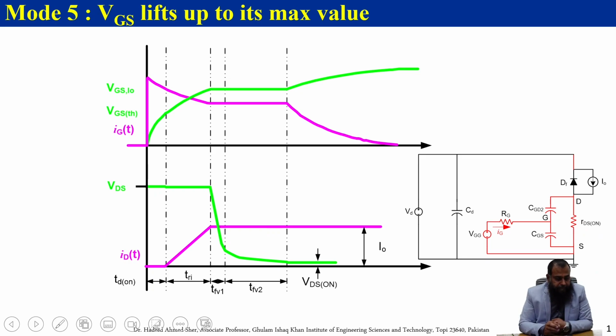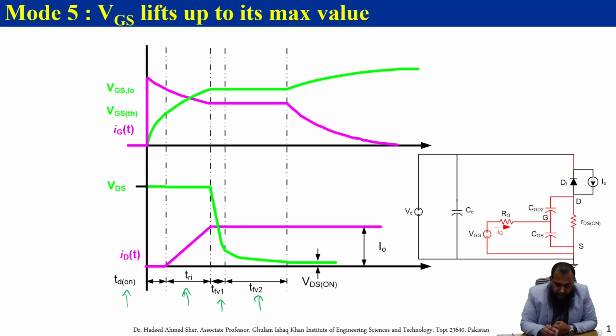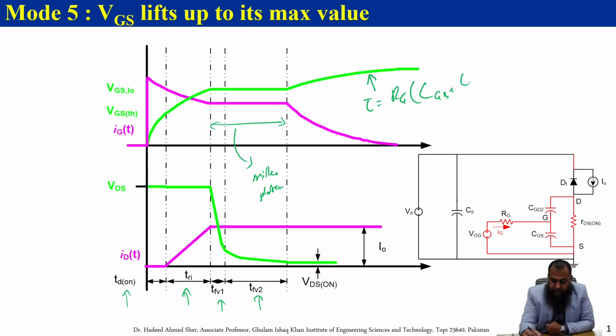So after that we can safely say that after surpassing these 1, 2, 3, and 4 states, we are finally in VDS on mode here. And this particular time duration is known as the Miller plateau here. After this, the gate to source voltage will rise up to the maximum applied voltage here. And this time constant tau is equal to RG into CGS plus CGD2 here.